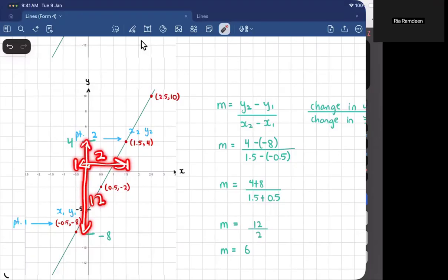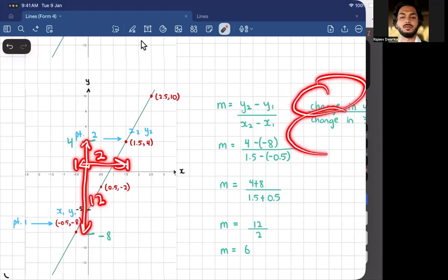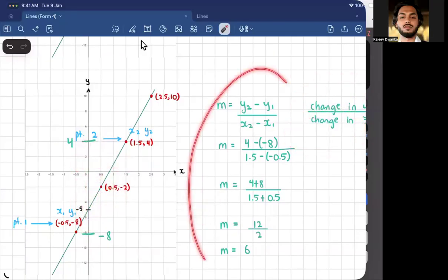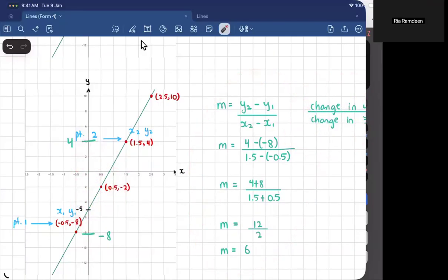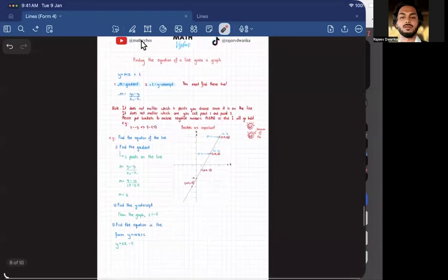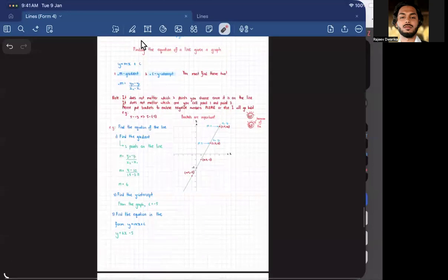And the change from here to here is 12. So you see what I mean? Change in y over change in x. The change in y was 12. The change in x was 2. That's what we do here mathematically. So it doesn't matter how you find a gradient. Once you pick points, they need to be on the line. If it's not on the line, put the fries in the bag.